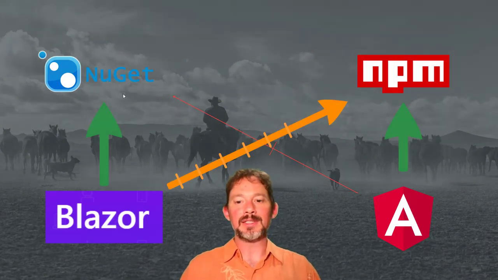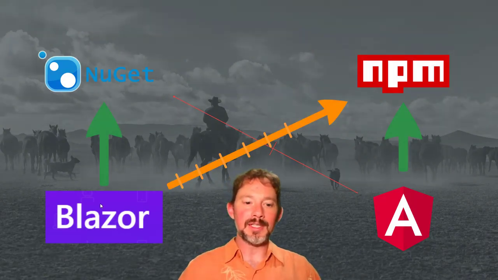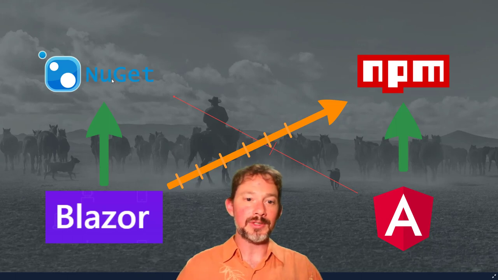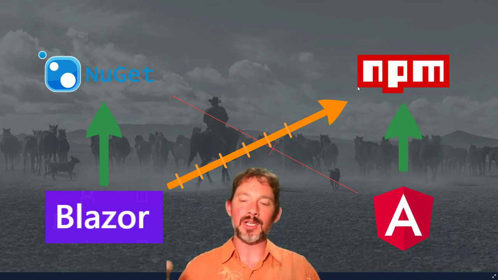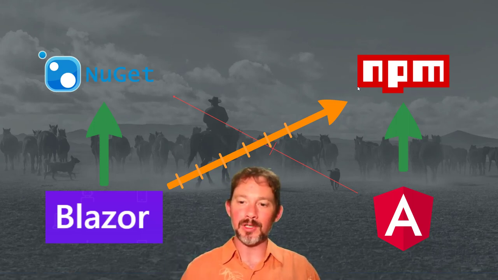So I think this is a better diagram. This says, if you're in Blazor, you can get to NuGet, and it's a pretty common thing to do if you're in Blazor world. You're also pretty likely to need to get to NPM, and it's hard to do. It's really a pain in the butt, and if you do a lot of it, you're going to have to write a lot of boilerplate code to make that work.